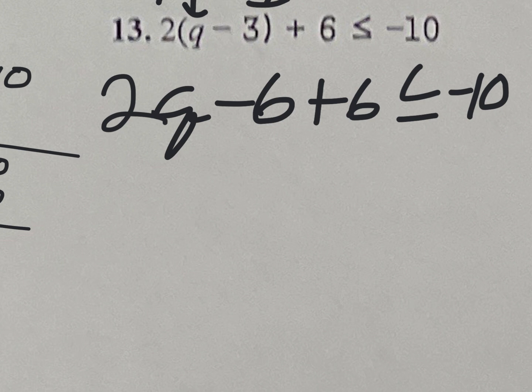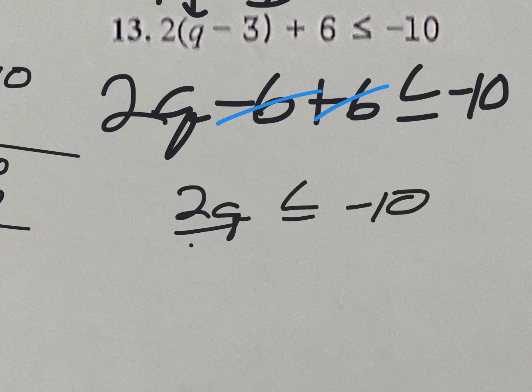Okay? So they try to cancel out that -6 with a +6, but because the -6 and the +6 are on the same side, they're just going to cancel each other out, correct? Because -6 and +6, you just add them together and they cancel. Okay, so 2q is less than or equal to -10.